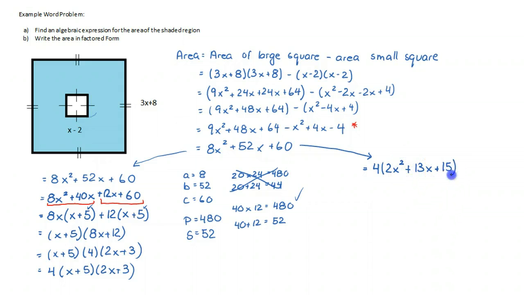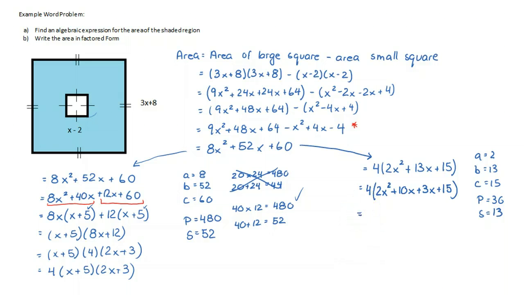Now what I see is that a is equal to 2, b is equal to 13, and c is equal to 15. So my product is equal to 30, and my sum is equal to 10. Sorry, not 10, pardon me, 13. So this now is easier for me to do. I can start thinking of numbers, and pretty quickly I can see that I can decompose that middle term into plus 10x plus 3x plus 15.